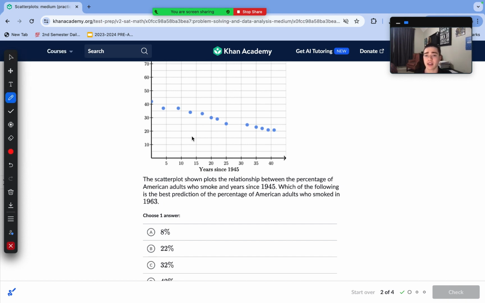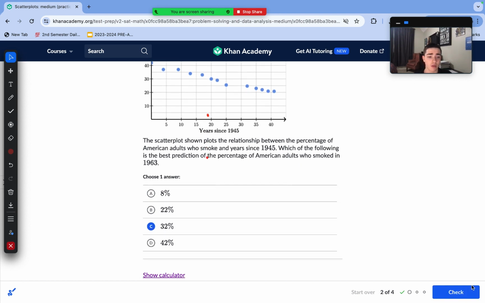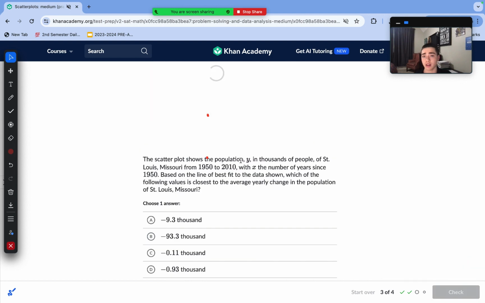So we know 1963, we first have to calculate that is 18 years since 1945. 18 is an x value of approximately right here. So we'd be looking on our line of best fit. What is that y value? It's a little bit over 30, and 32 is the most reasonable answer choice out of this group of answer choices. Pretty easy, this one. On to question number 3.